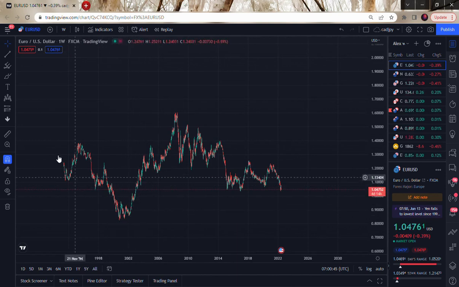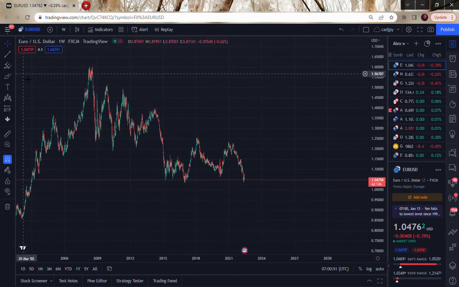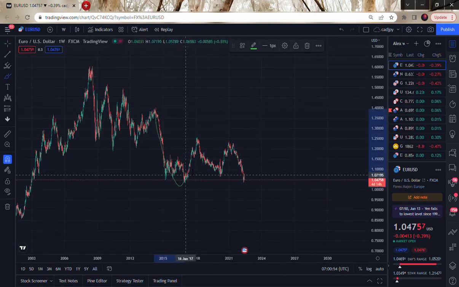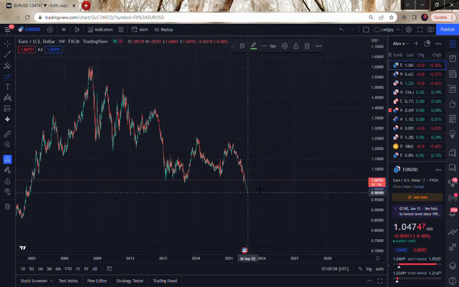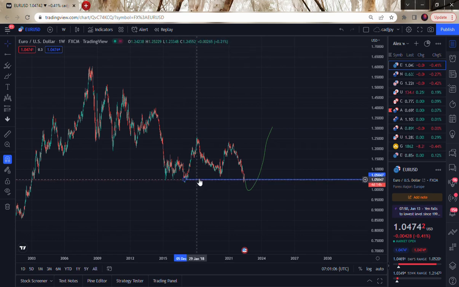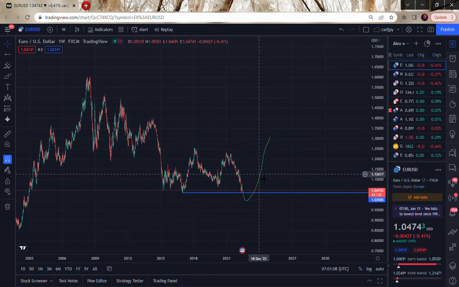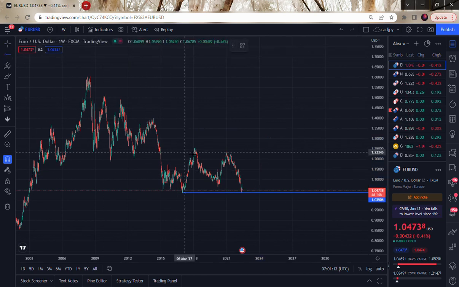Right here on my weekly, I can say I have the impulse, and then this is the big correction, and then this is the impulse, and then this is just a correction, right? We're coming from an impulse, and then this is a correction. So there's a possibility that this can correct here and then go down, right? So what I'm going to do now is highlight my lowest low of my correction like that, and then my highest high of my correction just like that.